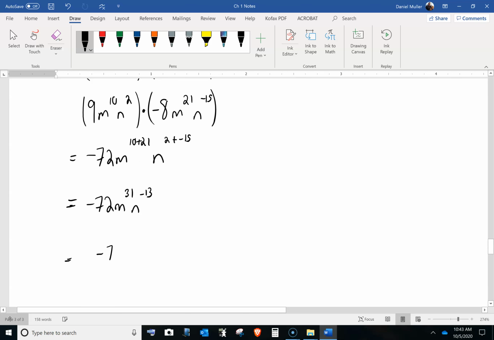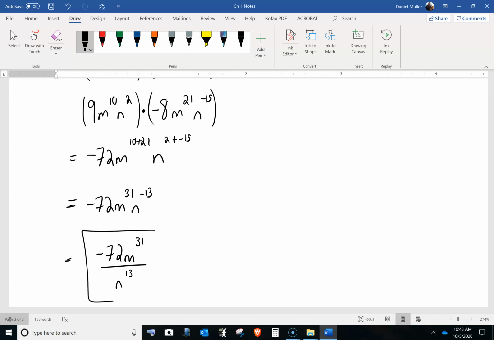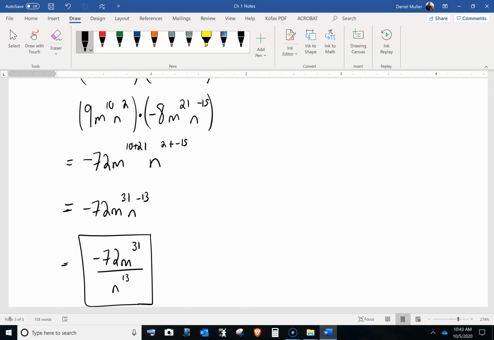That negative exponent, so I'll just bring the n to the 13 down below. Try to write that a little nicer. So n to the power of 13 will be down below. And that's our final answer.